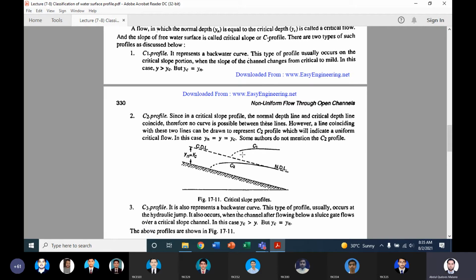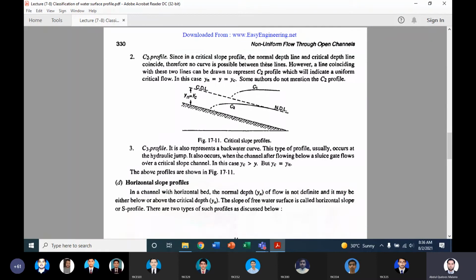Is it clear? Yes, sir. Okay, then we are skipping this because we know both are going to coincide, so this is not practically possible. ठीक है, so C2 profile इसका होगा ही नहीं.